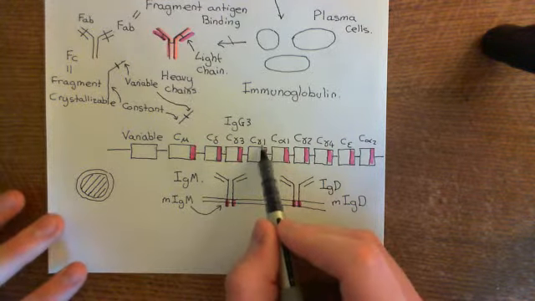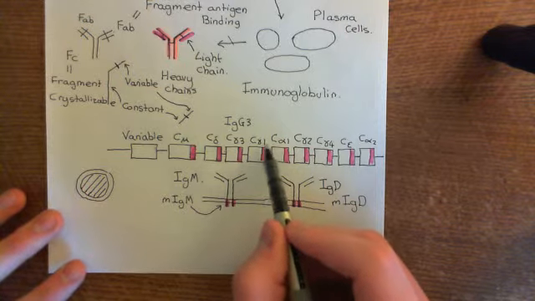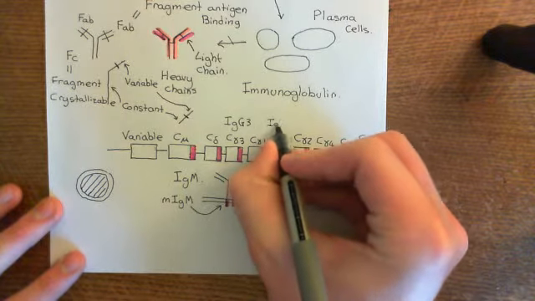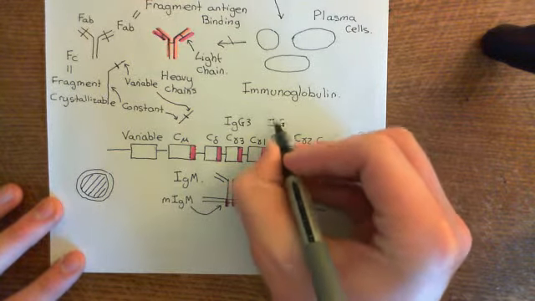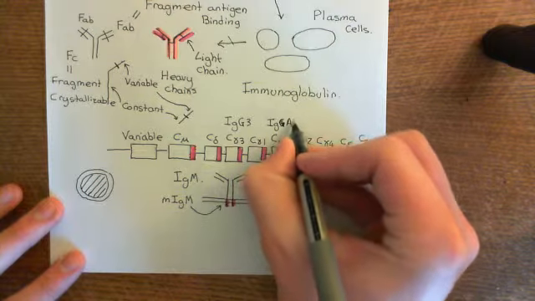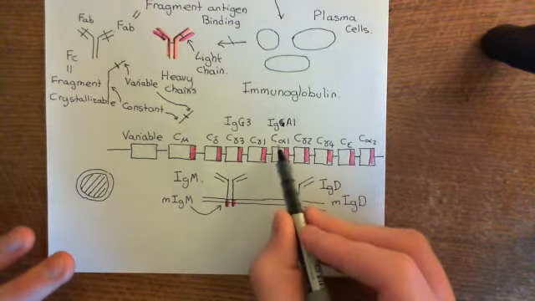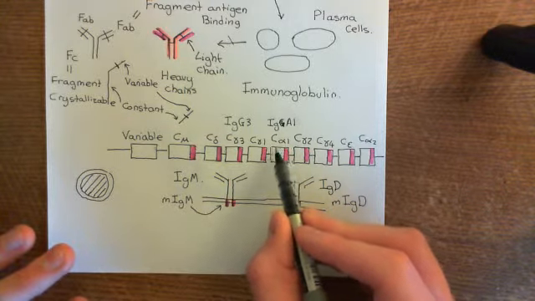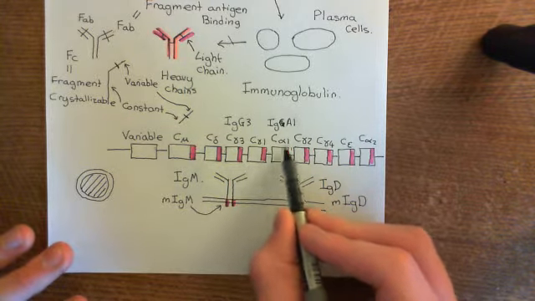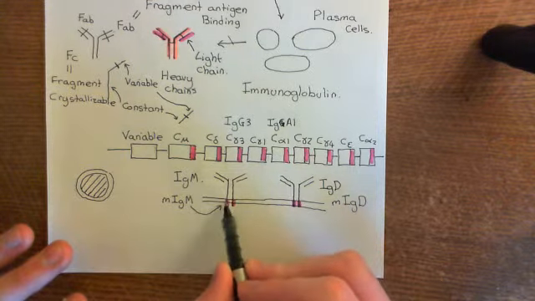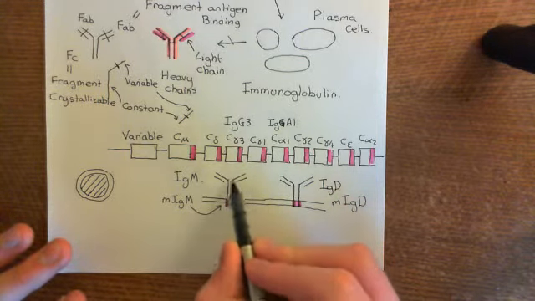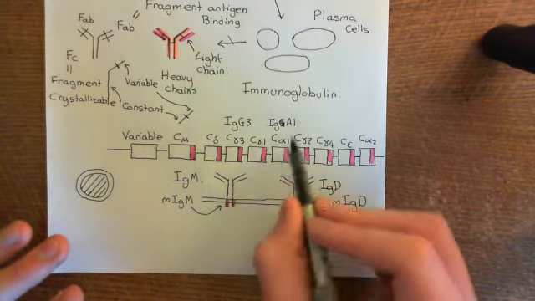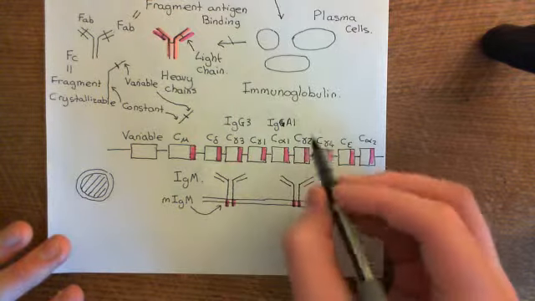The constant gamma 1 will lead to IgG1. Constant alpha 1 will lead to IgG alpha. Sorry, no, not IgG. IgA1. Okay, so if you make an immunoglobulin where you use the constant alpha 1 exon to code for the constant region of the heavy chain, and then you make an immunoglobulin molecule out of two of these heavy chains along with two light chains, that will be an IgA1 molecule.